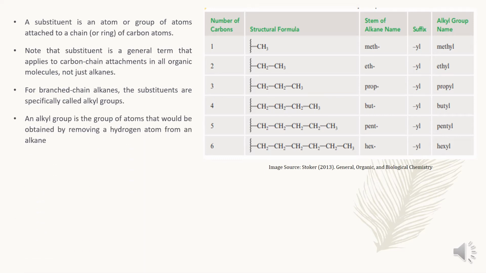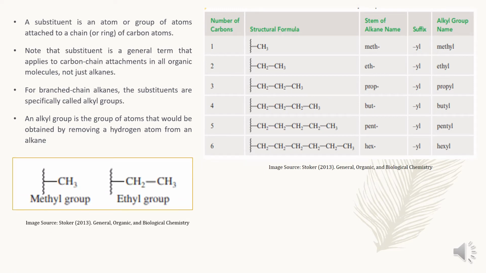An alkyl group is the group of atoms that would be obtained by removing a hydrogen atom from an alkane. The two most commonly encountered alkyl groups are the two simplest, the methyl and the ethyl groups. In these formulas, the squiggle on the left denotes the point of attachment to the carbon chain. Alkyl groups do not lead a stable, independent existence, that is, they are not molecules. They are always found attached to another entity, usually a carbon chain.